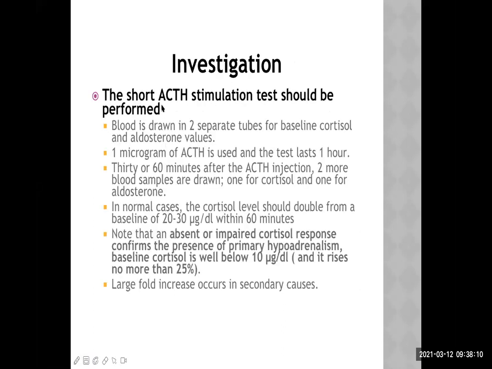Another one is a short ACTH stimulation test. Now, this is sometimes asked in the viva exam for the students. So let me explain this. The short ACTH stimulation test is done like this. Blood is drawn in two separate tubes for baseline cortisol and aldosterone value first, without stimulation. What is the level of cortisol and aldosterone? We detect that first. After that, 1 microgram of ACTH is used, and the test lasts 1 hour, just 1 hour. That's why it is known as short ACTH stimulation test.